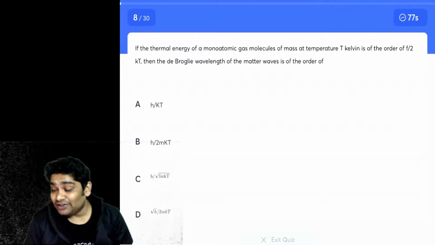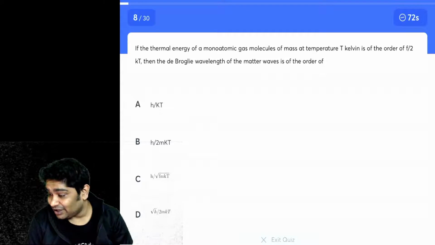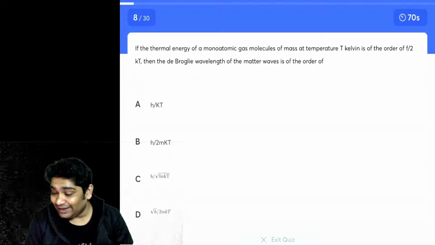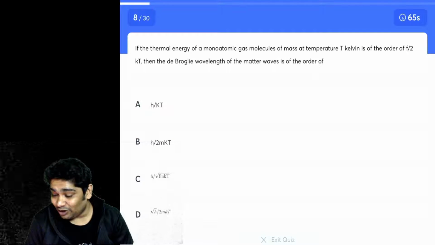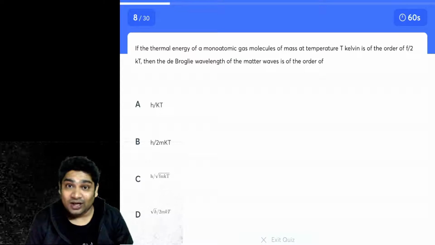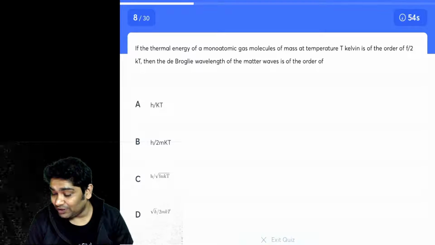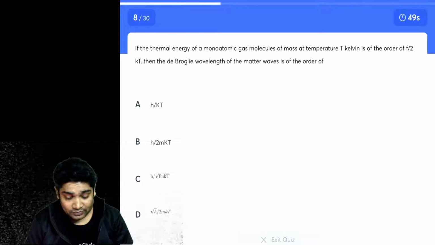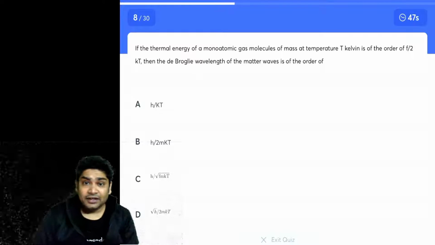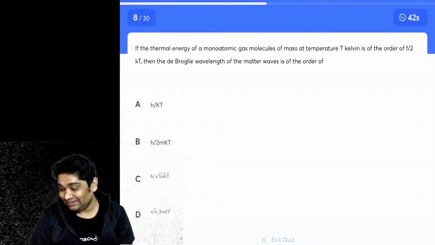If the thermal energy of a monatomic gas of molecules of mass m at temperature T is of the order of 3/2 kT, then the de Broglie wavelength of matter waves is of the order of? So this should be interesting. You have been told about the energy. It is of the order of 3/2 kT. So what would be the order of the de Broglie wavelength? It should be simple if you know the relation between energy, momentum and de Broglie wavelength.